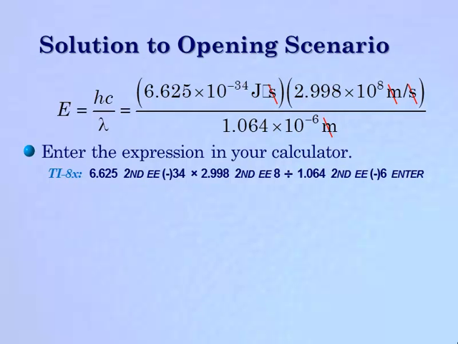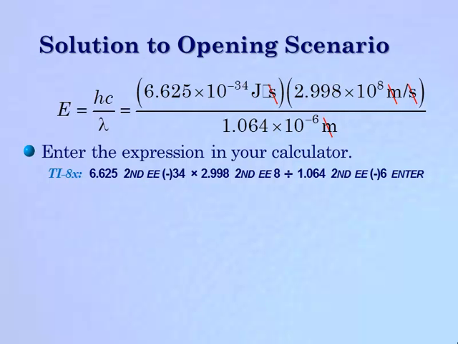First of all, we can analyze the units. We'll notice that the seconds in joule seconds will cancel with the seconds in the meters per second, and the meters in the meters per second will cancel with the meters in the denominator. So we're left with just joules. Now we can proceed to calculate the value with our scientific calculator.